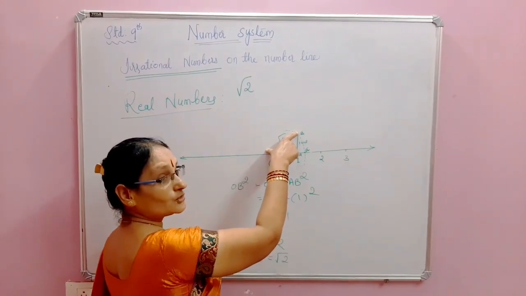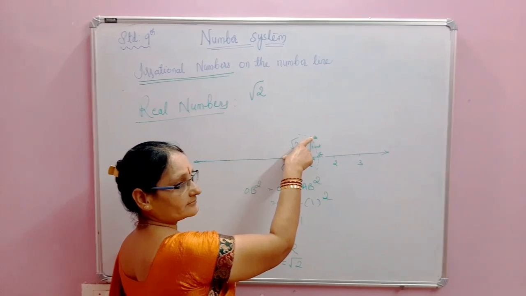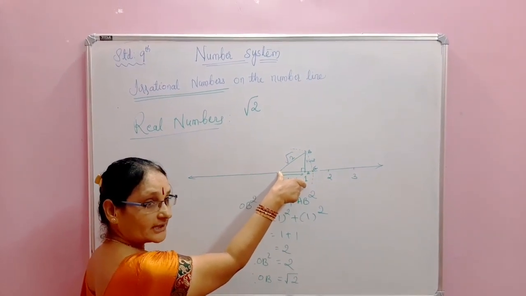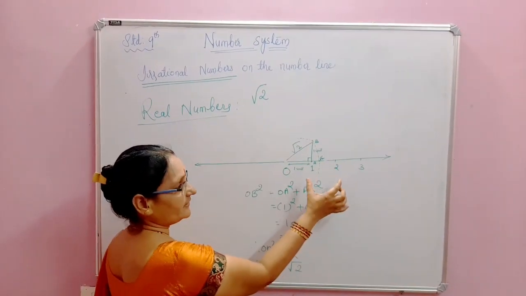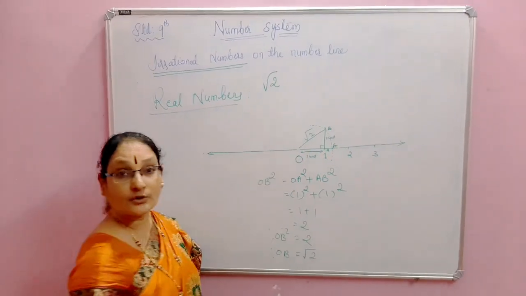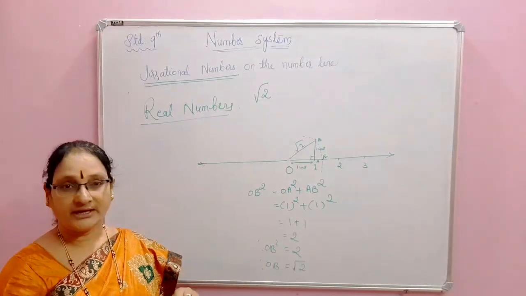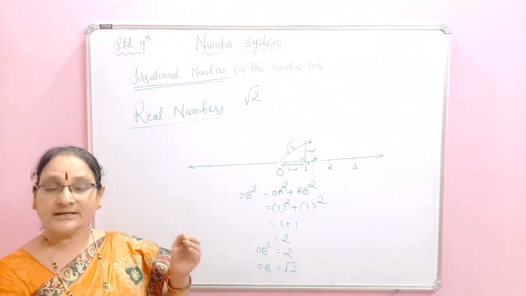So OB is root 2. Now take the compass of radius OB and then just draw an arc which has to cut the number line. So here this is root 2. Root 2 lies in between 1 and 2. This is the location of root 2 on the number line. In the same way, even for root 3, how to locate root 3?